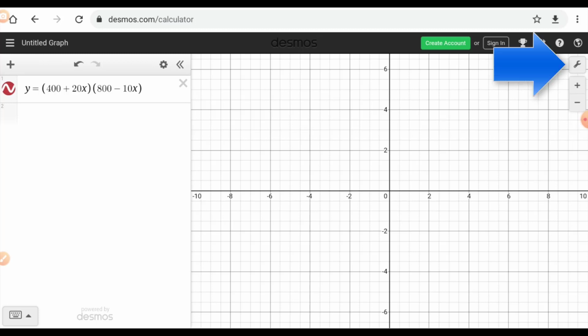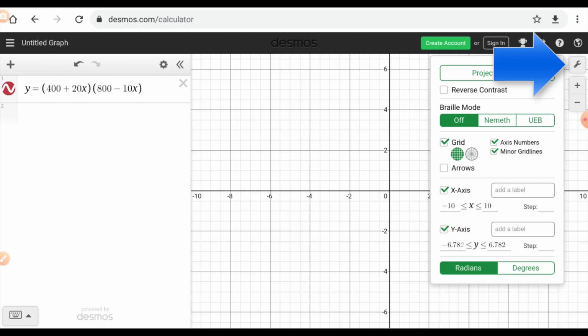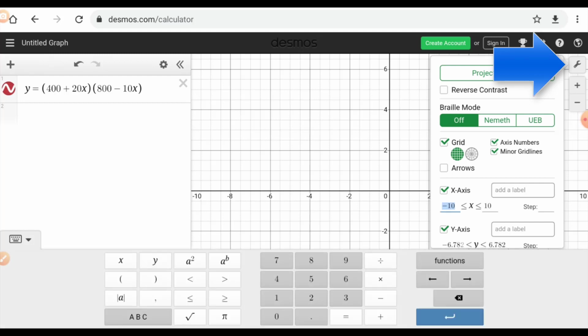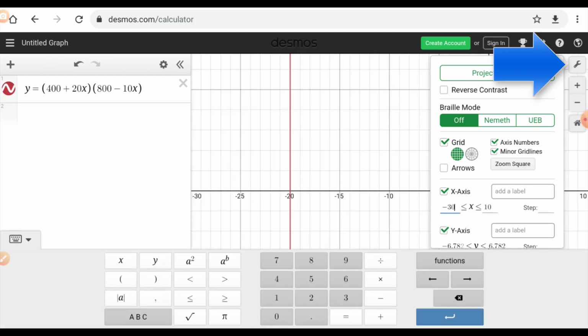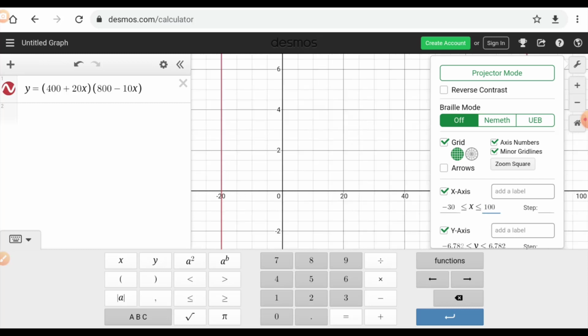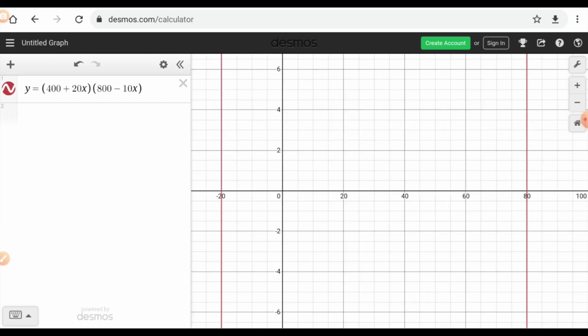So remember, we have one root at -20. So let's click on the wrench and change my root. Let's change that to -30. That way we can see, yep, there's the -20. And then the other root, I believe, was at 60. So I'm just going to go to 100 just to be safe because I forgot what the answer was. Oh, it was at 80. So now we can see the roots.